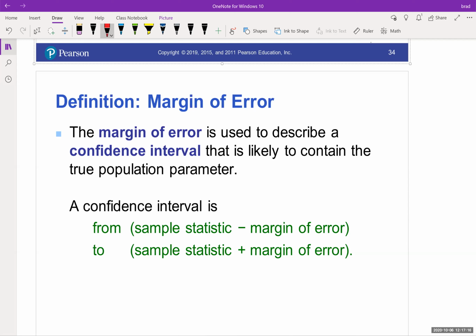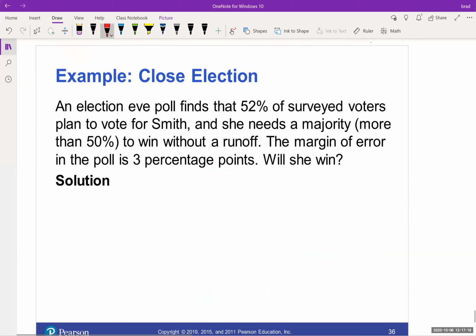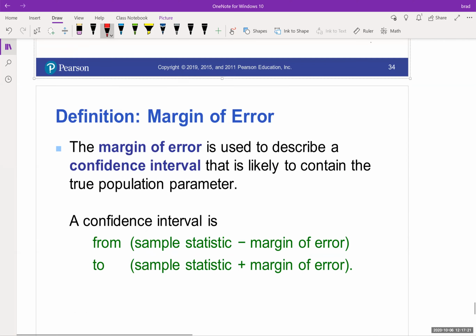Last little thing, I think this is our last two slides. Yeah, okay, good. And these are pretty straightforward. Margin of error is used to describe the confidence interval that is likely to contain the true population parameter. So all you do is you take the sample statistic, so whatever value you're talking about, like if you're saying 22 ears of corn seem to be infected with this residue, you subtract the margin of error and you add the margin of error from the sample statistic. So it's like you do a plus minus.